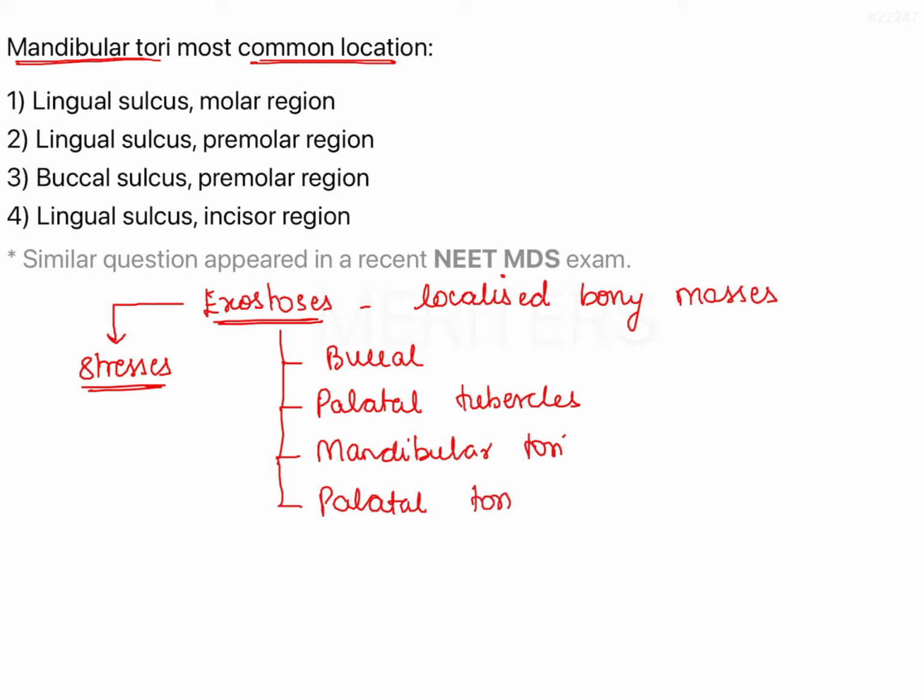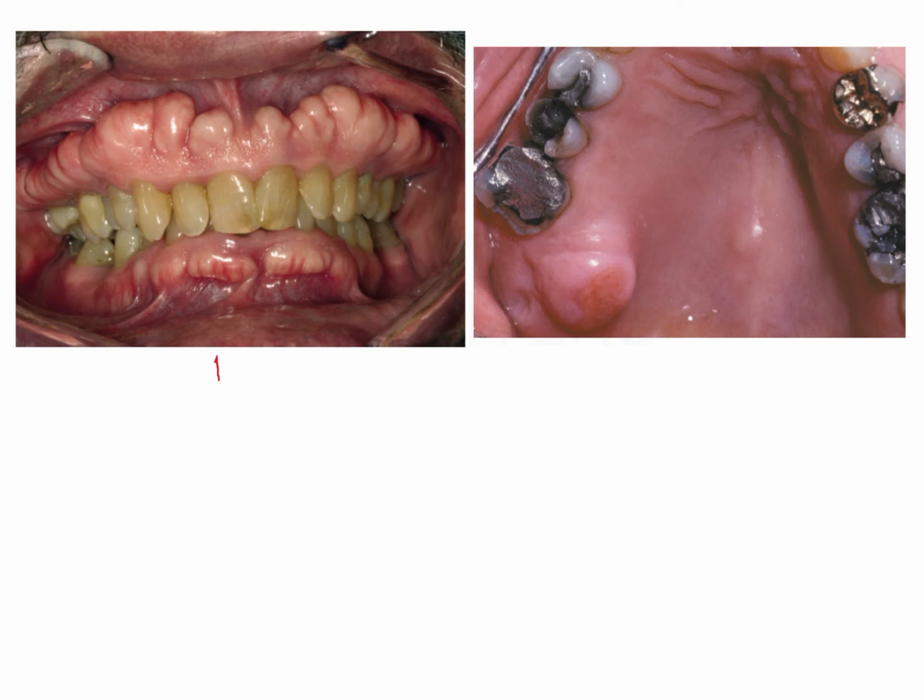So there are two different types of exostosis involving the palate. One is palatal tubercle and another is palatal torus. Now let's see one by one, starting with buccal exostosis. The first picture here shows the buccal exostosis. In the picture, we can appreciate multiple well-defined lobulated masses present on the buccal aspect of the maxilla. It is involving the entire maxilla from the anterior portion up to the posterior portion, with multiple lobulated bony masses.